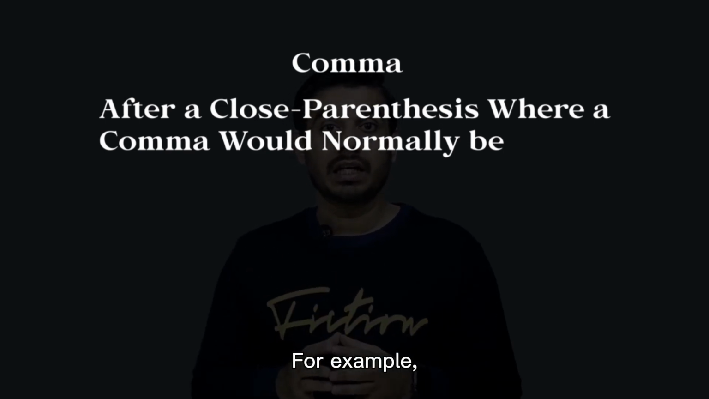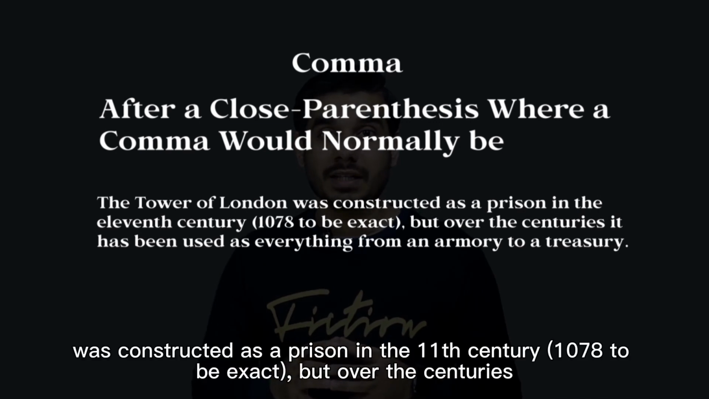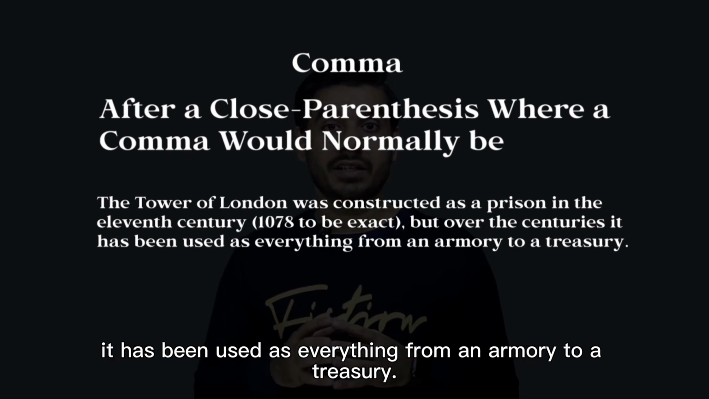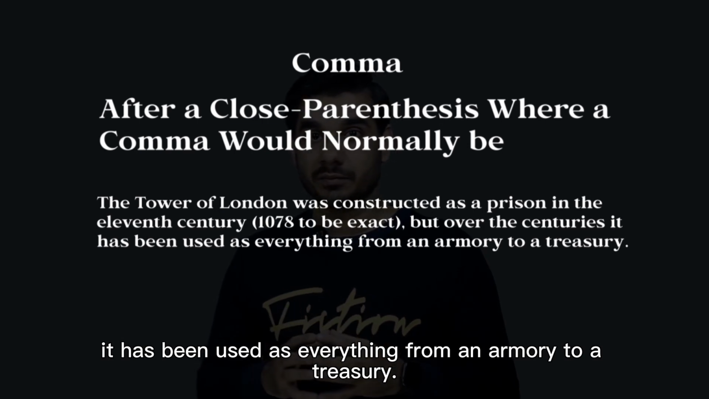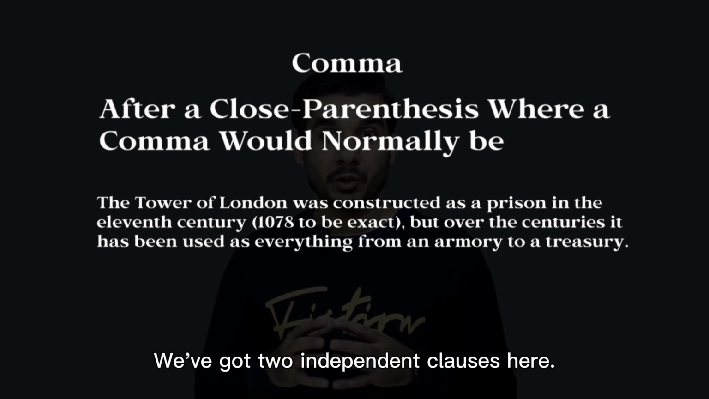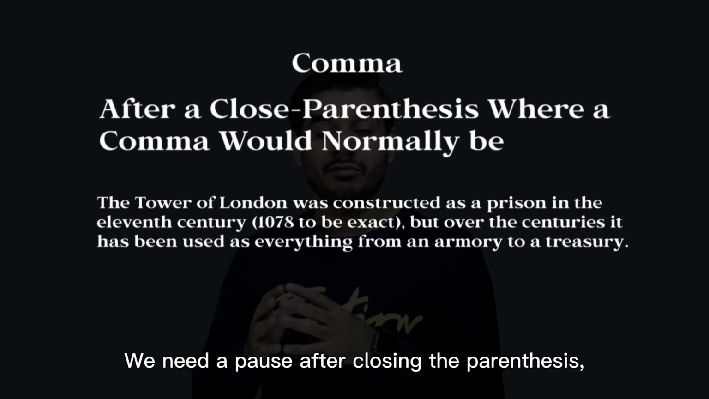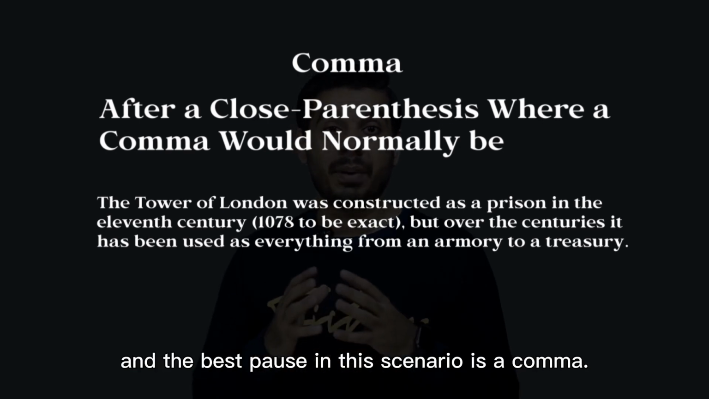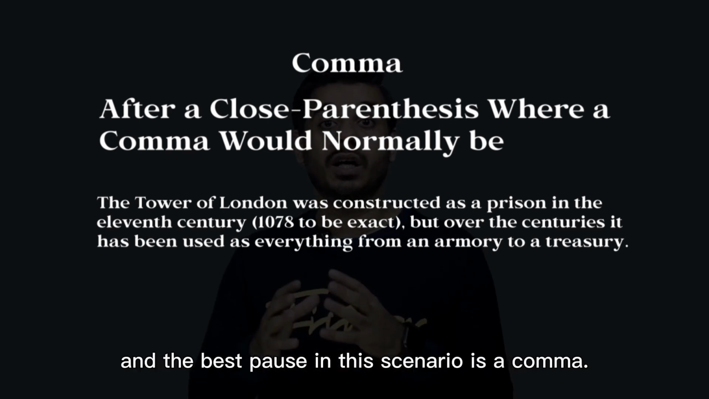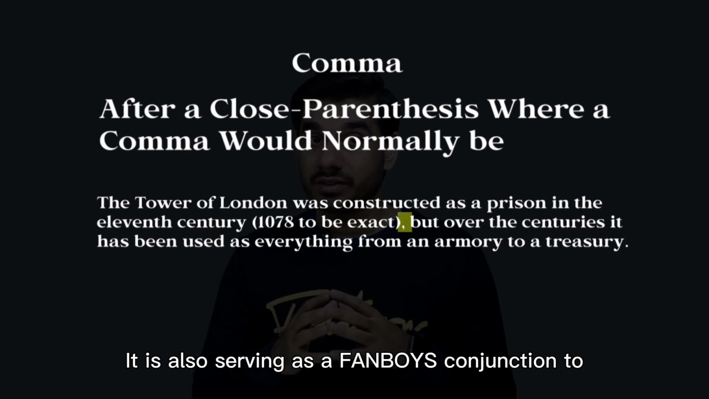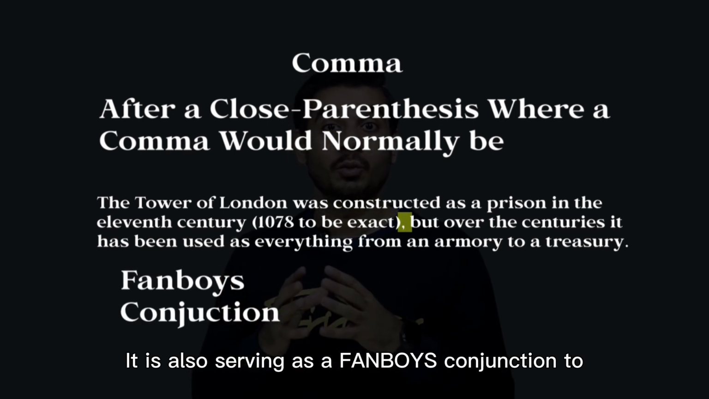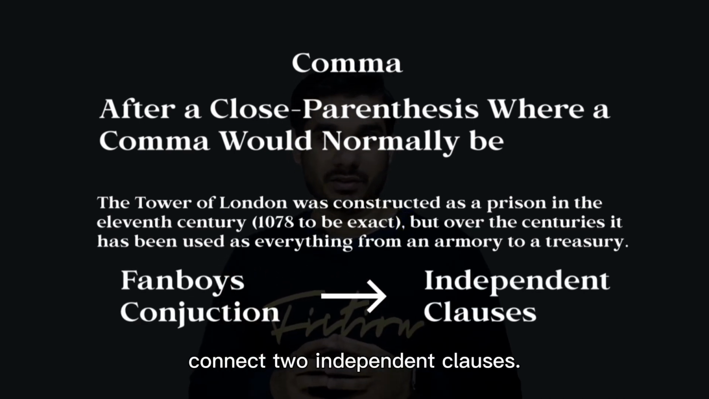For example, the Tower of London was constructed as a prison in the 11th century (1078 to be exact), comma, but over the centuries, it has been used as everything from an armory to a treasury. We've got two independent clauses here. We need a pause after closing the parenthesis, and the best pause in this scenario is a comma. It is also serving as a FANBOYS conjunction to connect two independent clauses.